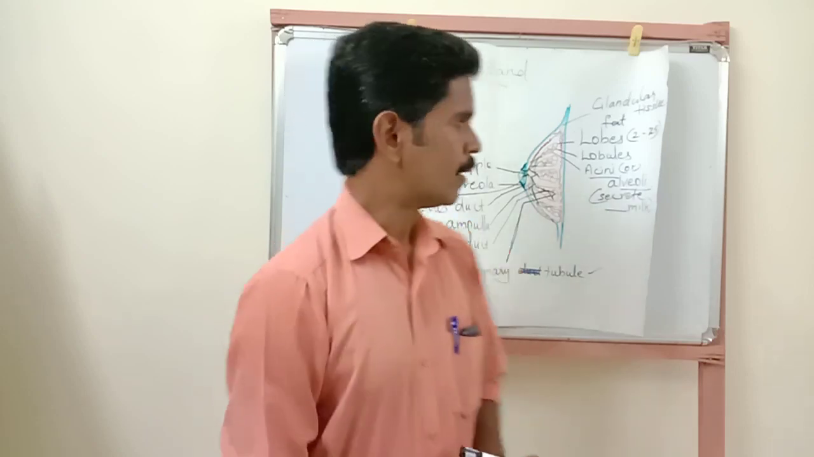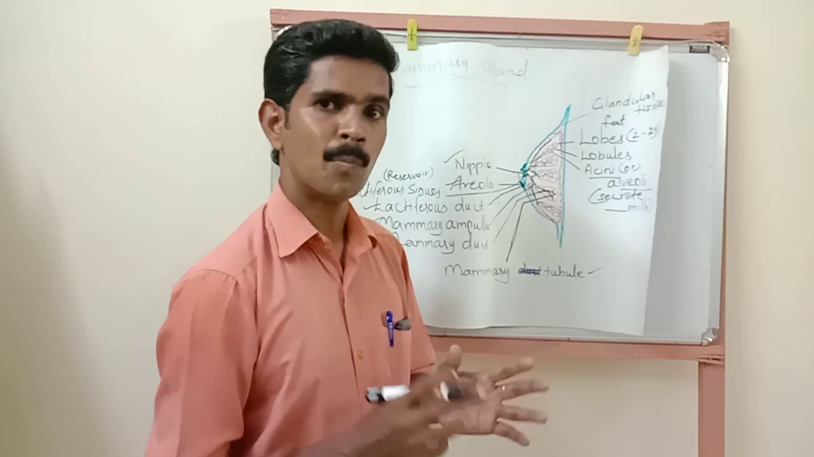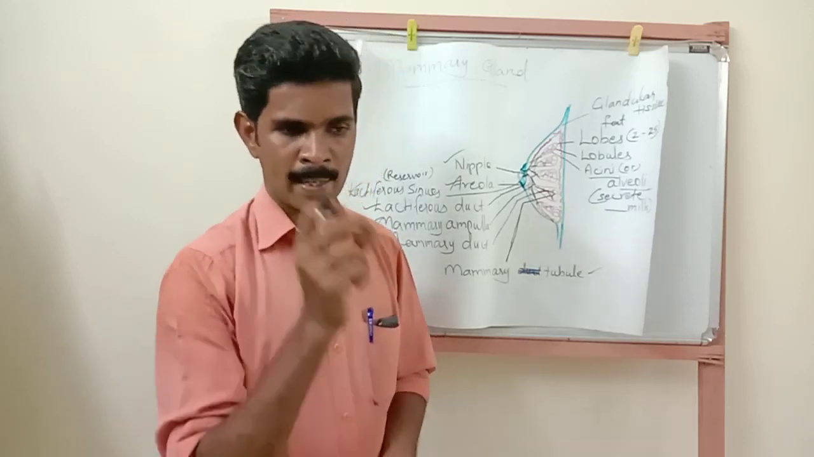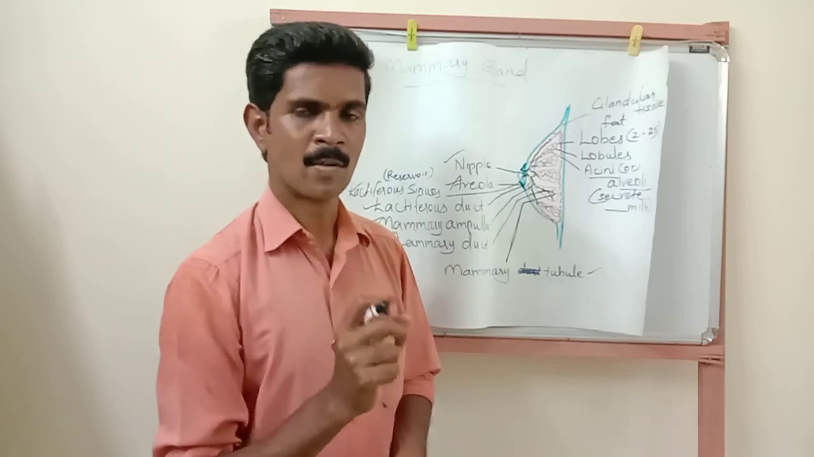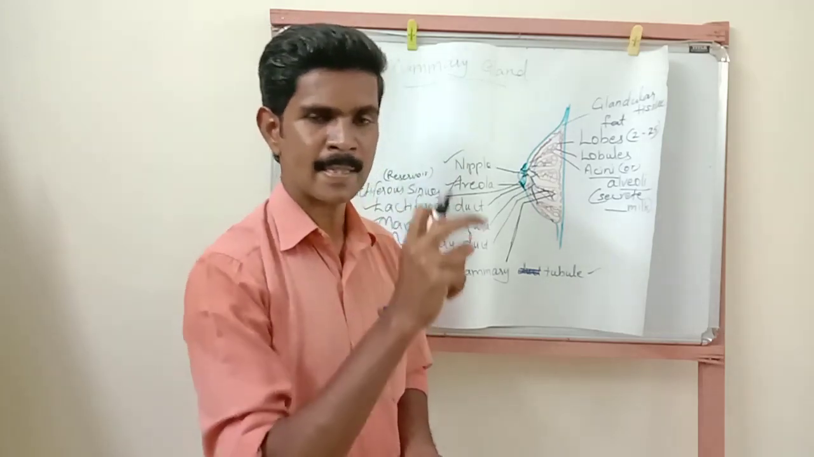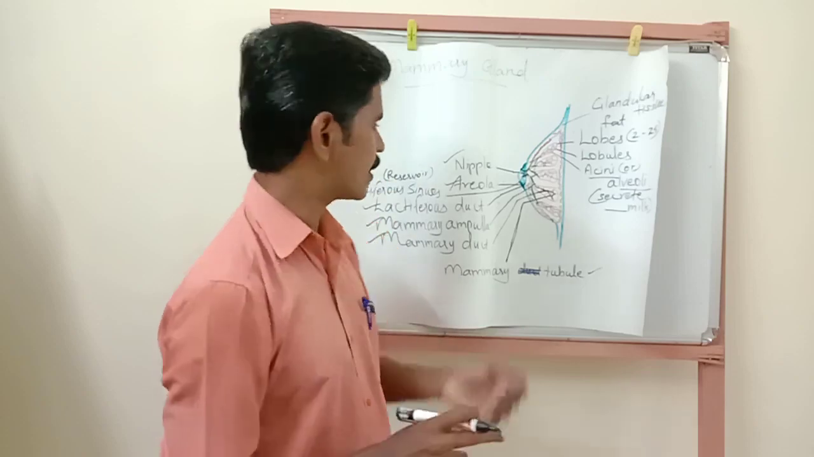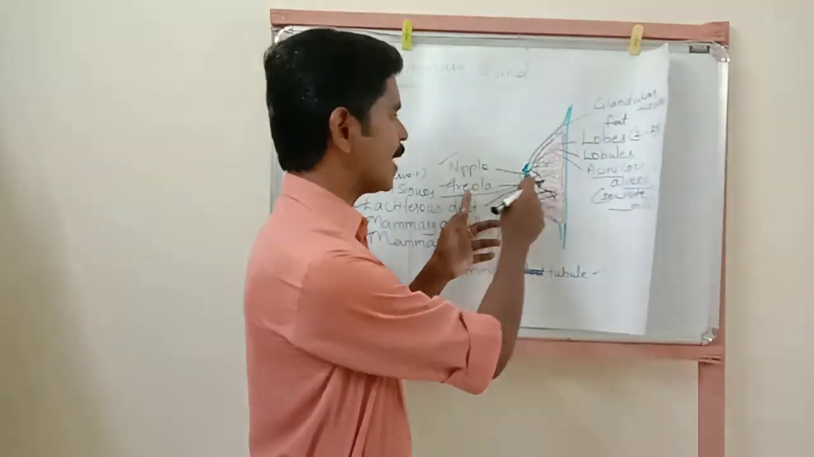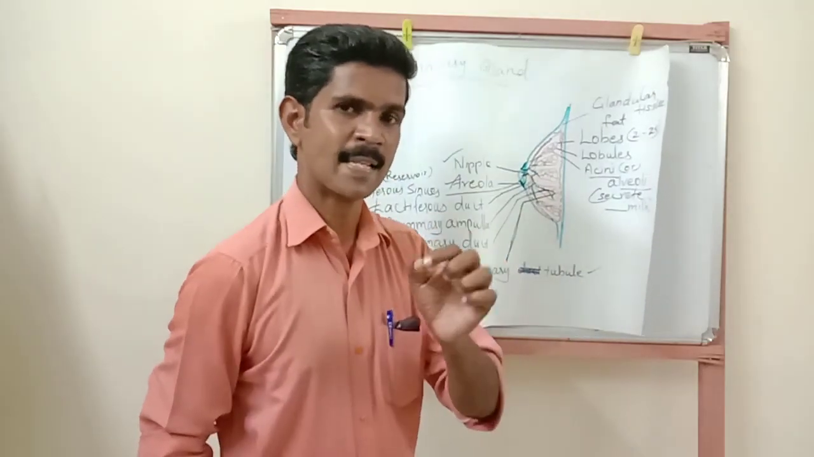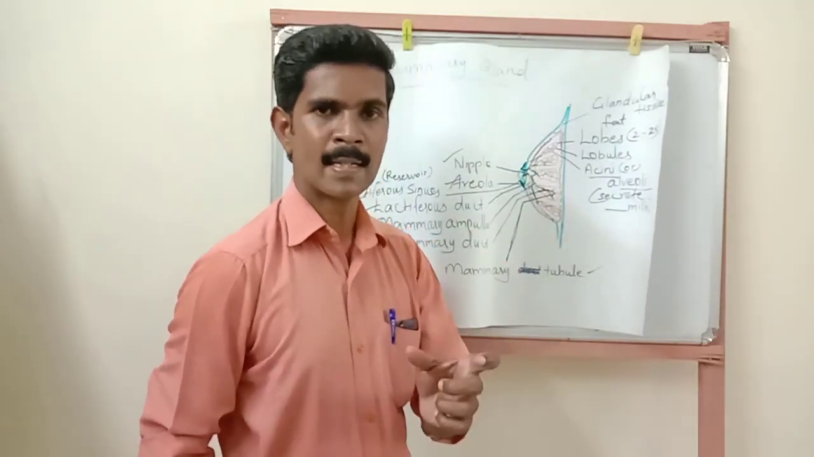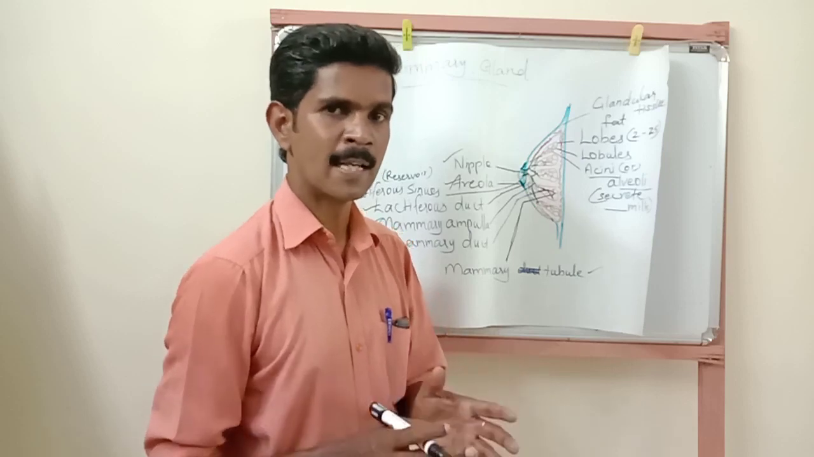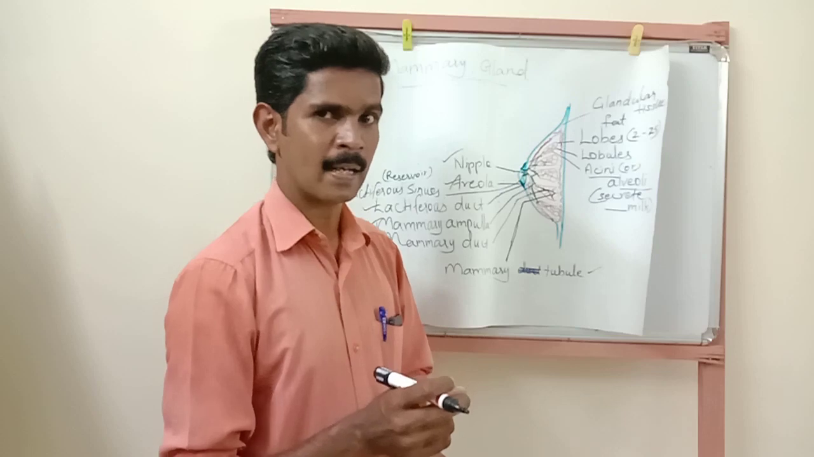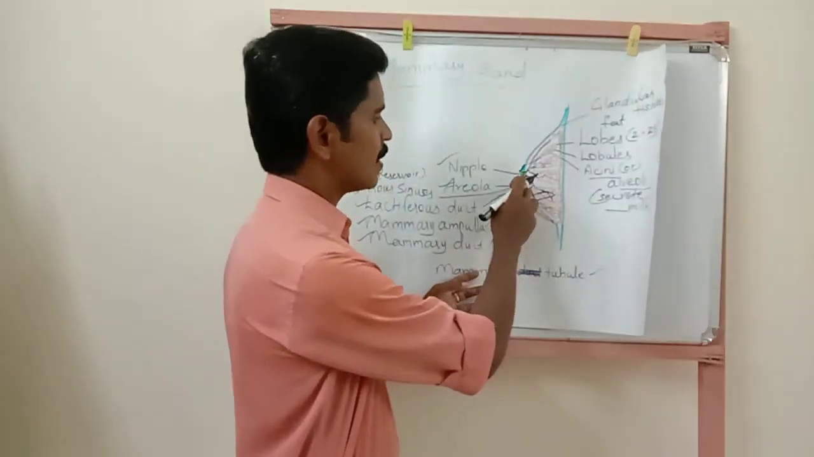Understand? Then the mammary gland is made up of a large amount of glandular tissue and a large amount of fat. The center region of the mammary gland is called the nipple, and the surrounding pigmented or colored region is called the areola. And I forgot to say one more point here. This areola region consists of many sebaceous glands, and these glands secrete an oil-like substance called sebum. This sebum reduces the friction of the skin in the areola region.